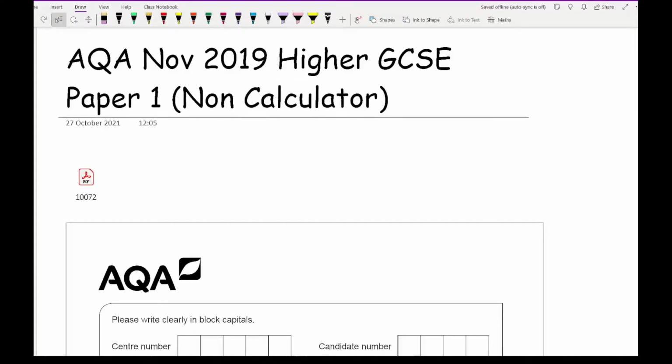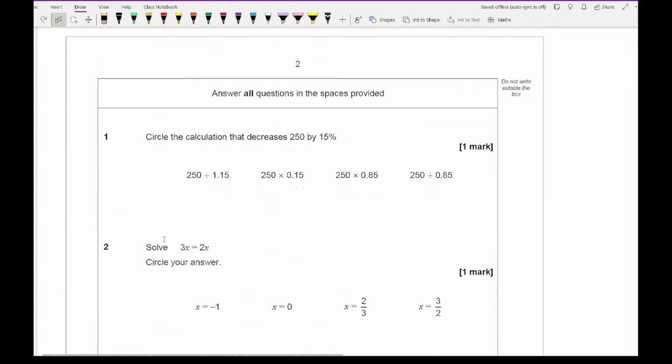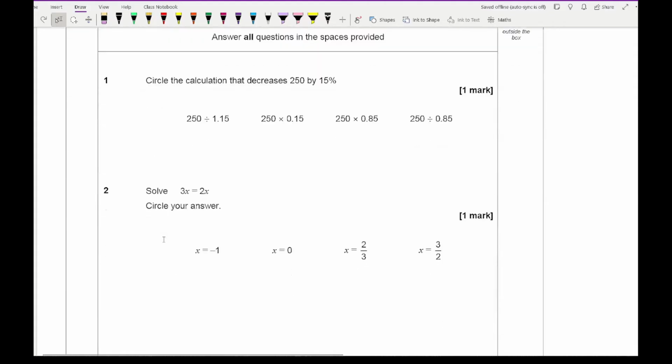So let's get started on this AQA November 2019 Higher GCSE paper, Paper 1 Non-Calculator. So let's start by looking at question 1. So the first question says, circle the calculation that decreases 250 by 15%.